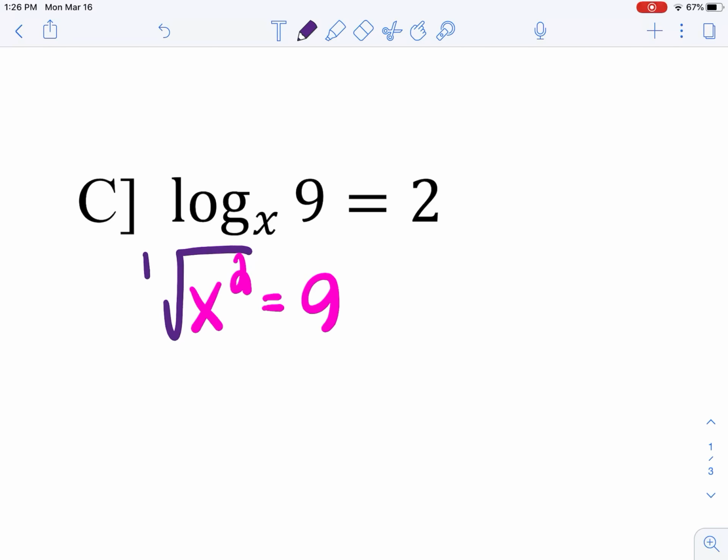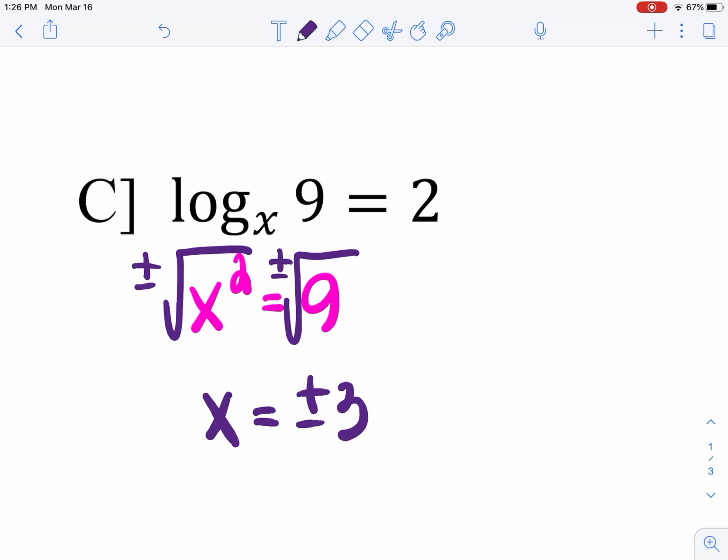All right, so now I need to solve this. I'm going to square root to solve. Don't forget, when you square root to solve, you have to account for the positive and negative answer. So I get x equals plus or minus 3.